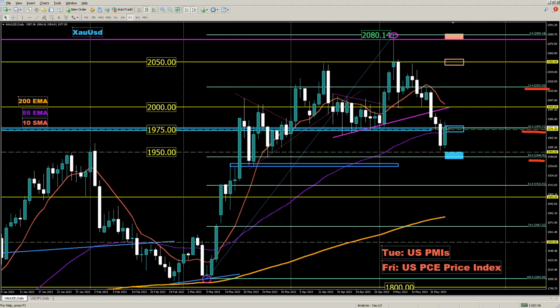So let's see whether it's able to continue its recovery. It needs to break back above the 2000 level to make a decisive recovery. If not, it could just consolidate. If it does break down lower through the 50 fib, it could just test the 50 fib one time and then consolidate. But if it does punch through it, then there's significant support below that as well.